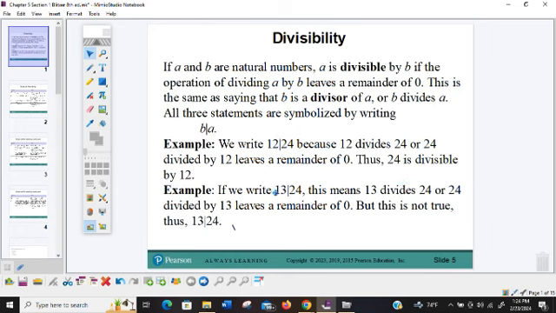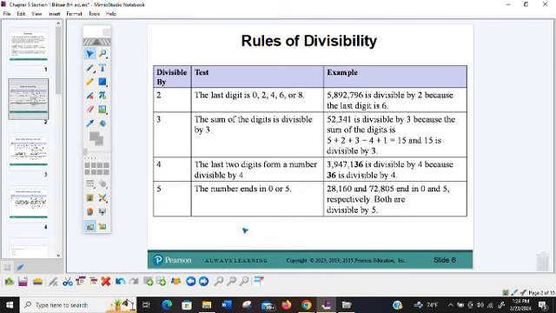If we write 13 divides 24, that means that 13 goes into 24 evenly with no remainder. Now this is not true, so this would be a false statement. There are several rules to see if a number is divisible by another number. Okay, all of these rules help you do this quickly without a calculator. Some are more helpful than others.